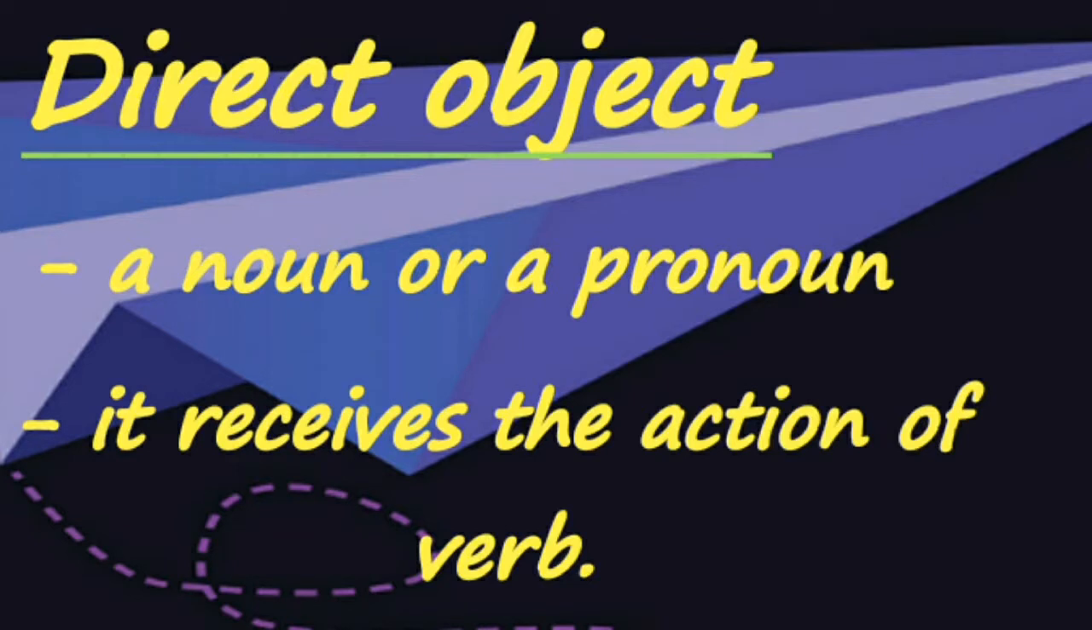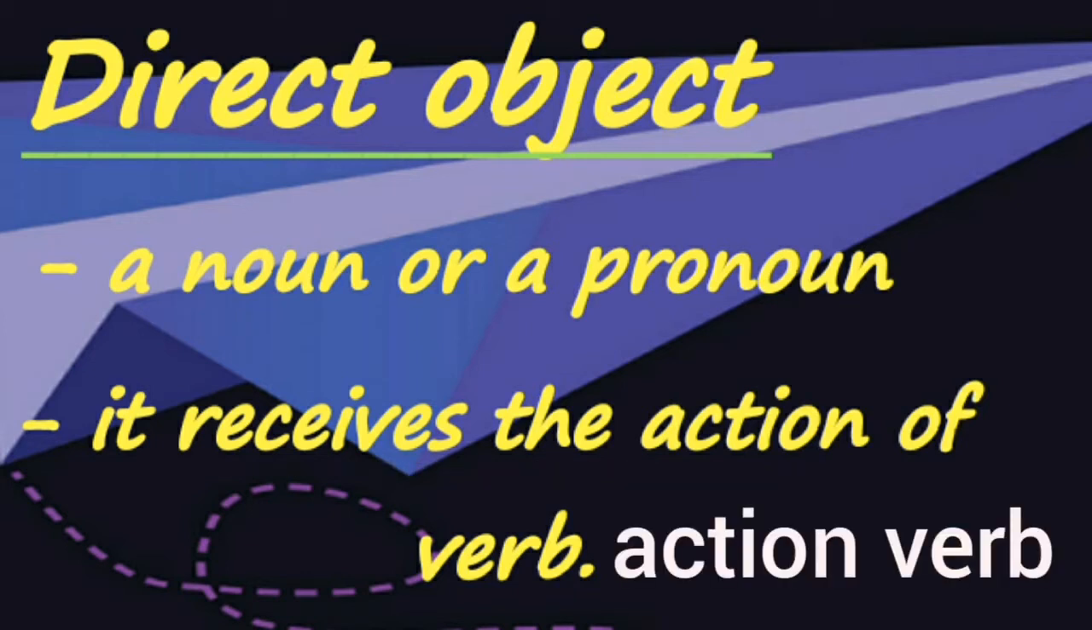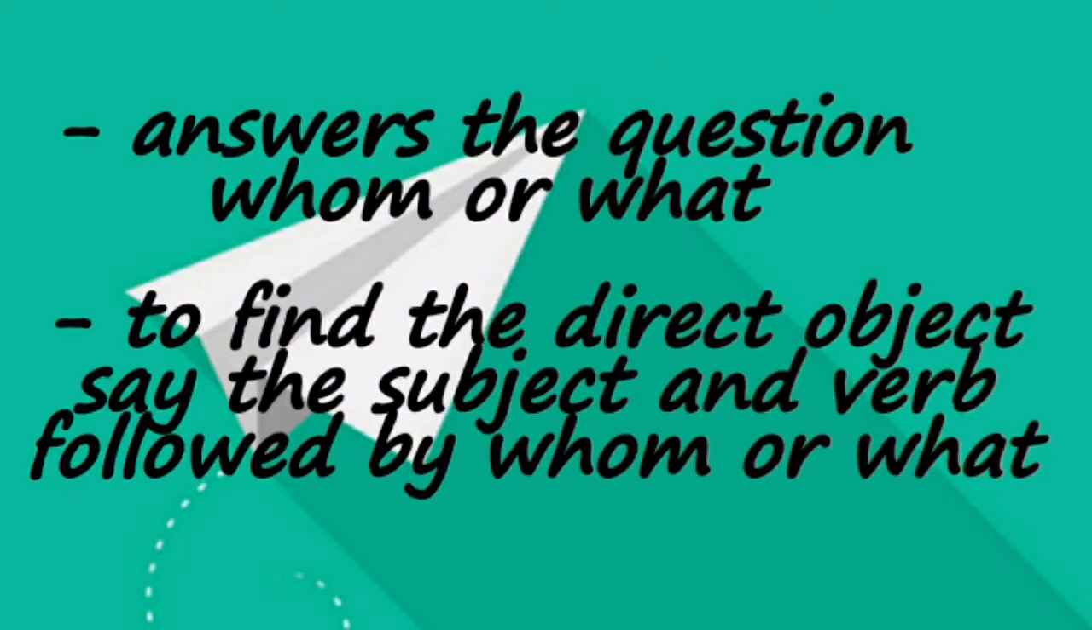Direct object is a noun or a pronoun. It receives the action of the verb. The verb we're talking here is an action verb. Direct object answers the question whom or what. Whom for person, what for things.